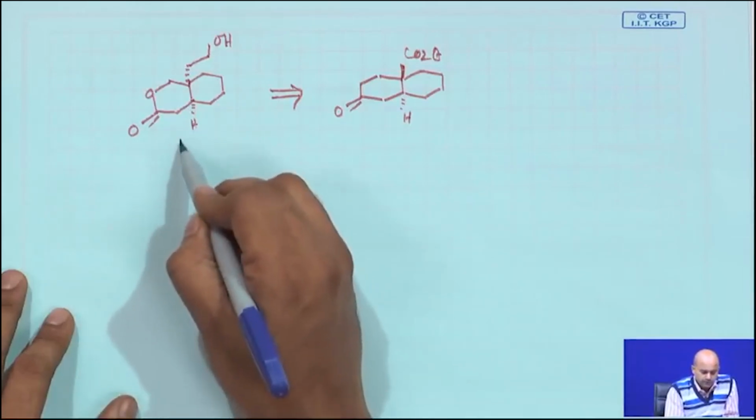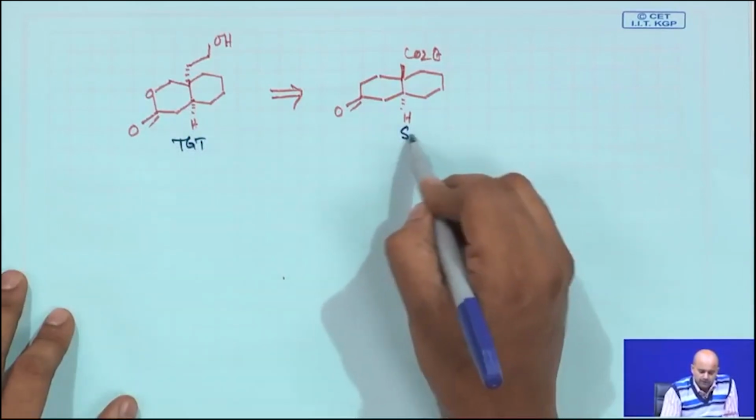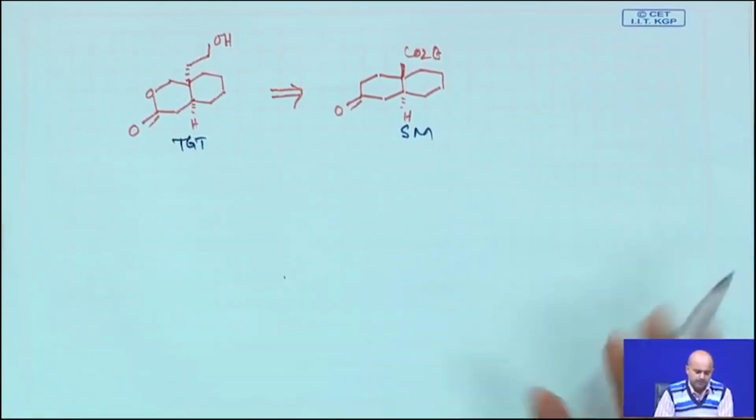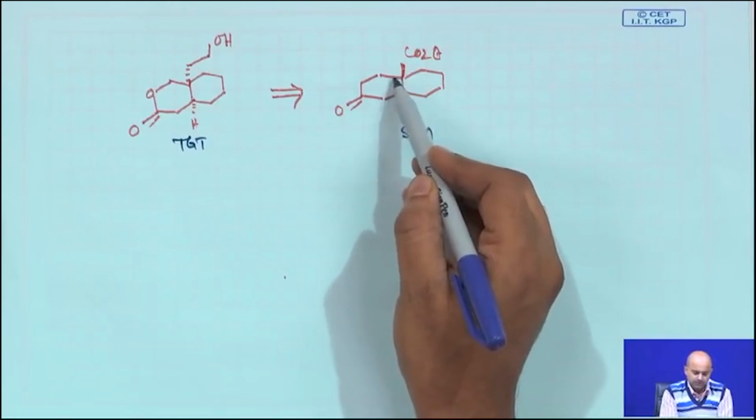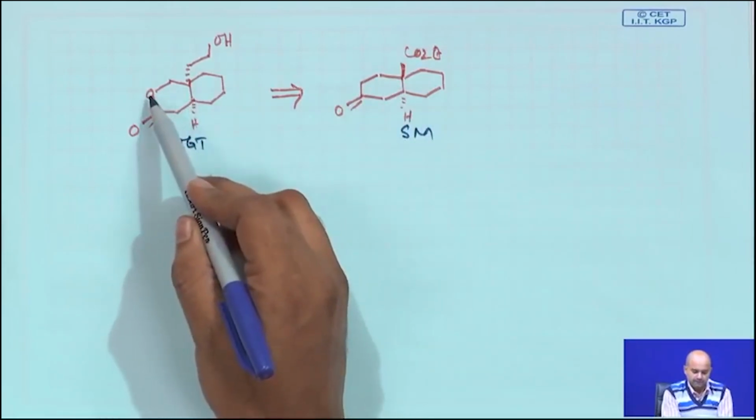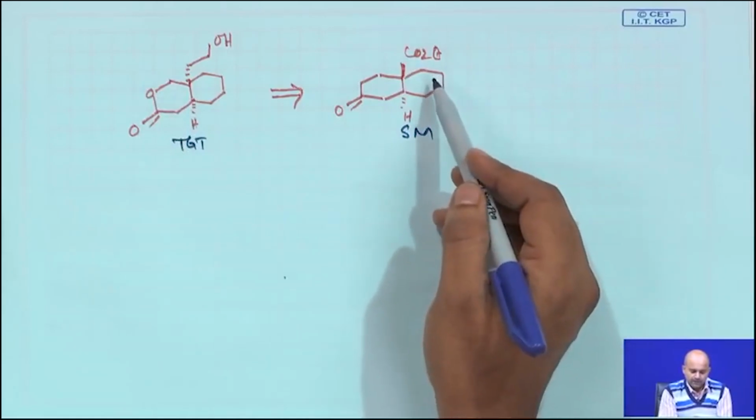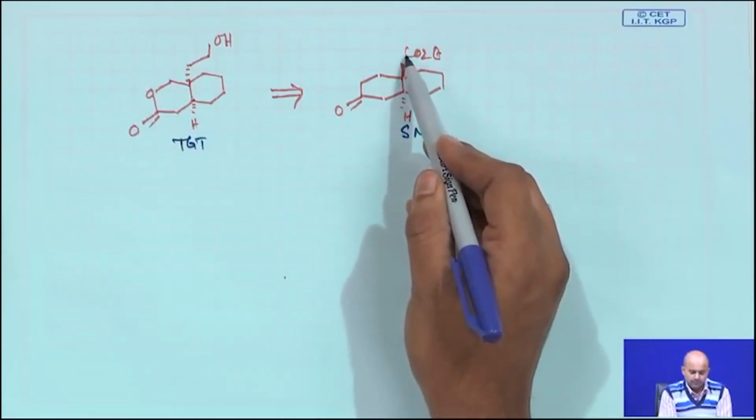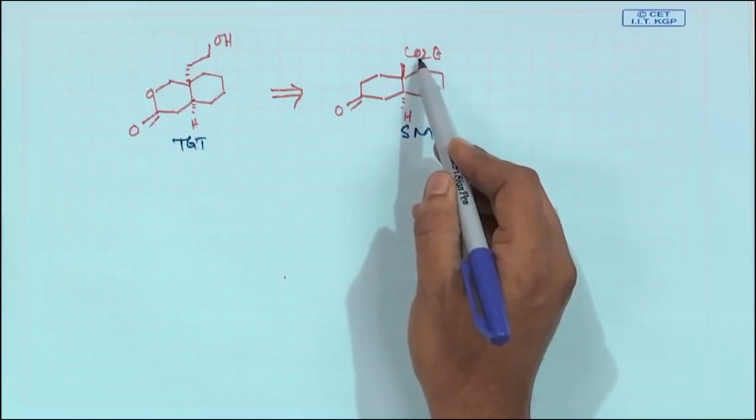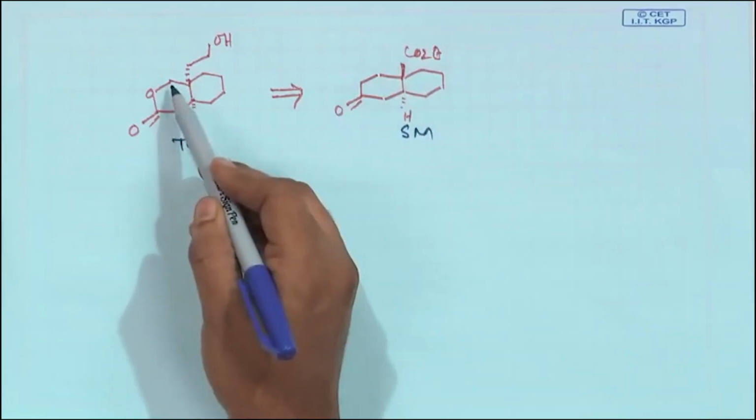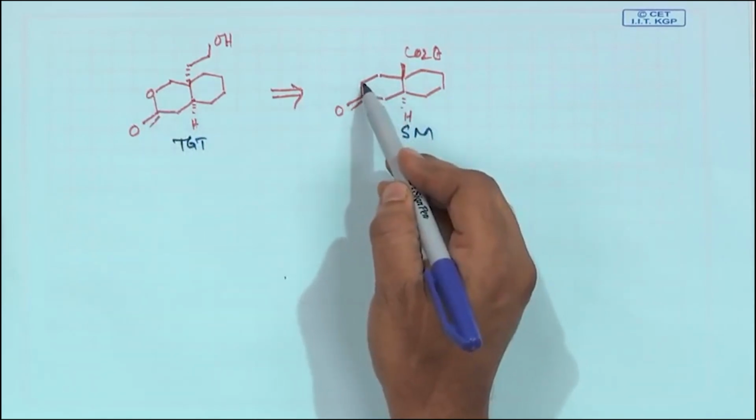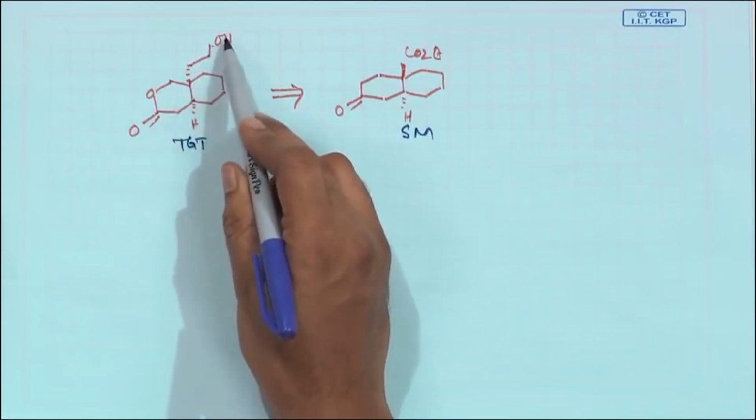Now, if you see this target and this starting material, the only difference you can make out is that in the starting material there is no oxygen in this ring, while in the target you have an oxygen here. Now, you figure it out: if somehow this CO2Et can be converted to CH2OH and that can be put in the ring, and then this CH2 and this CH2 can come here, that will give you the CH2OH.